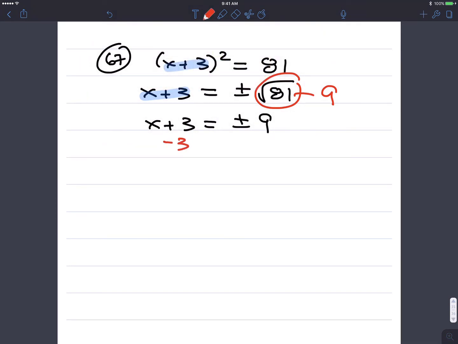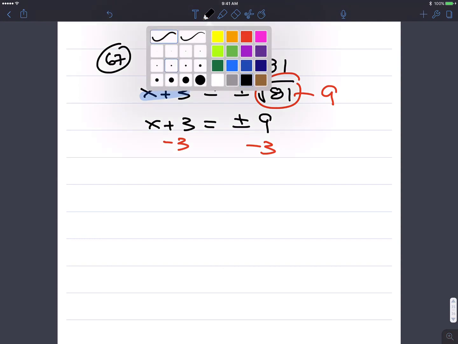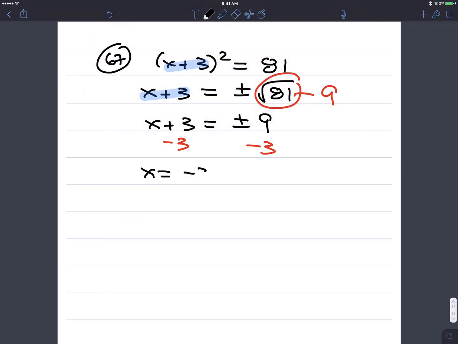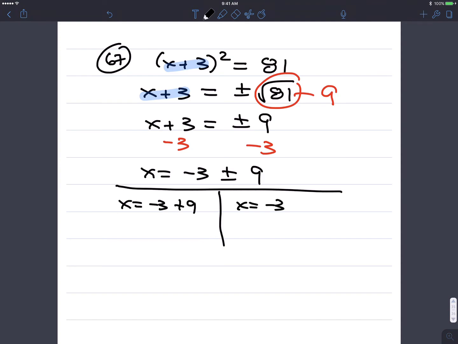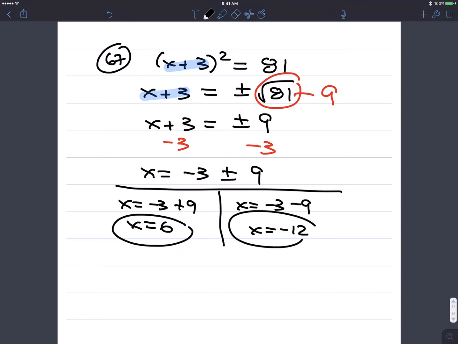Let's subtract 3 from both sides. X is negative 3 plus or minus 9. Two answers. X is negative 3 plus 9, and x is negative 3 minus 9. X is positive 6, and x is negative 12. Two solutions, positive 6, negative 12. Here's your answers.